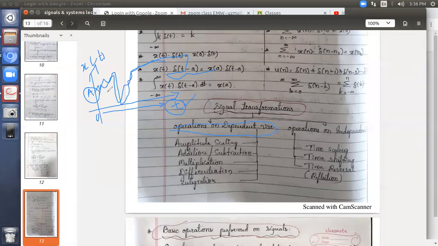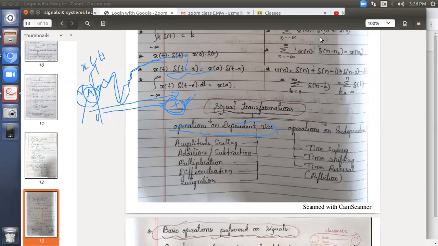Out of time and amplitude, amplitude is called the dependent variable, because amplitude is varying with respect to the time factor. As the time is going, I'm speaking, so the amplitude of my voice depends on the time. So the dependent variable is the amplitude. However, time is the independent variable. Time is not dependent on anything. So we have to see the operations on these two different variables.